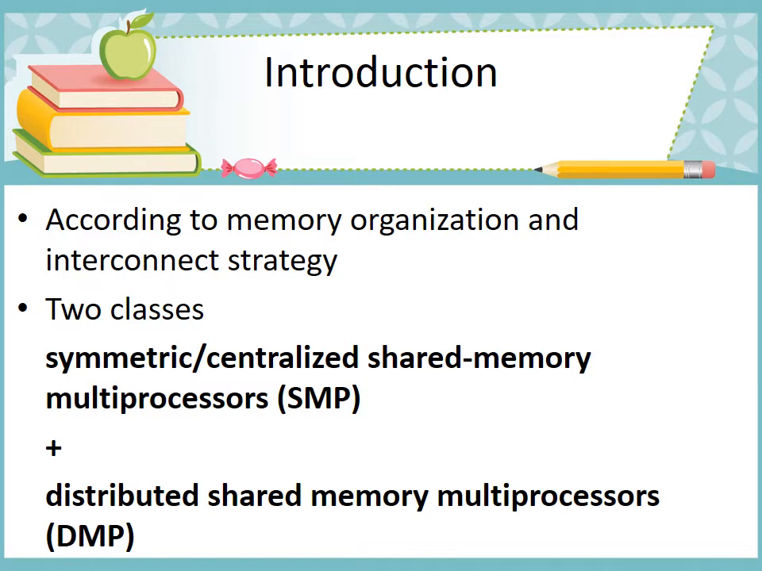Looking at this memory architecture, you can see that the memory organization and the interconnect strategy mainly have two classes. The first class is the symmetric or centralized shared memory multiprocessor, and the second is the distributed shared memory multiprocessor. These two multiprocessors play a major role in sharing or distributing the data from the memory.